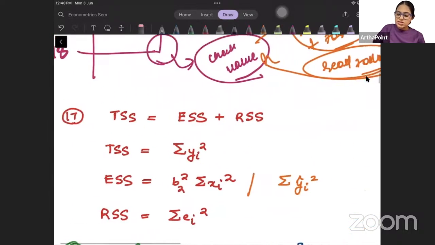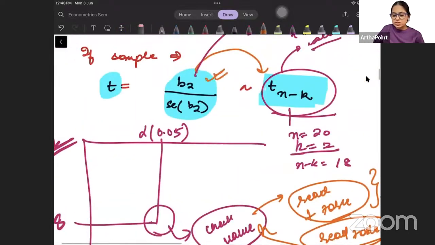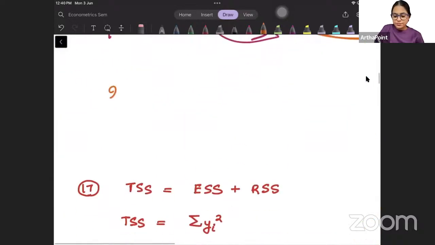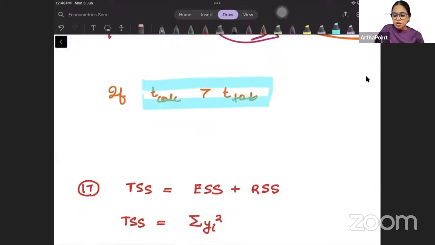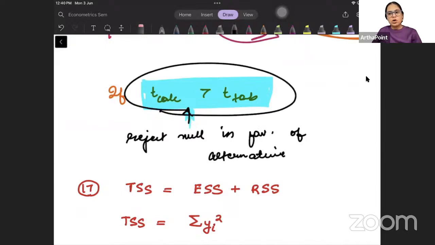So now try to understand that you have calculated your t value using this. This is coming from the table. Now, if your t calculated is greater than your t tabular, then what you will do, beta? You will reject the null in favor of the alternative.